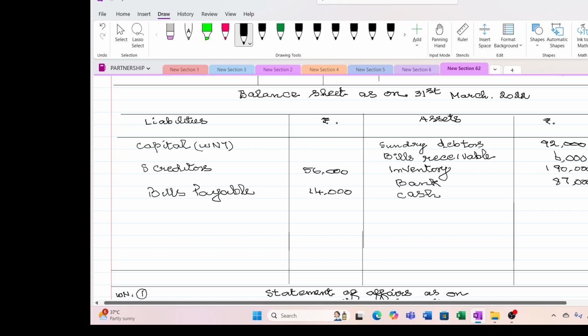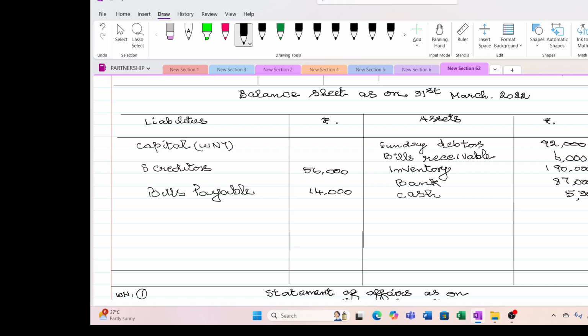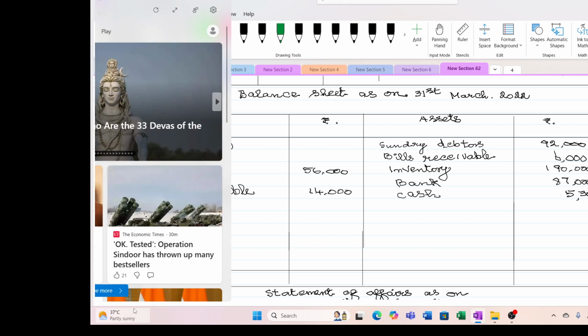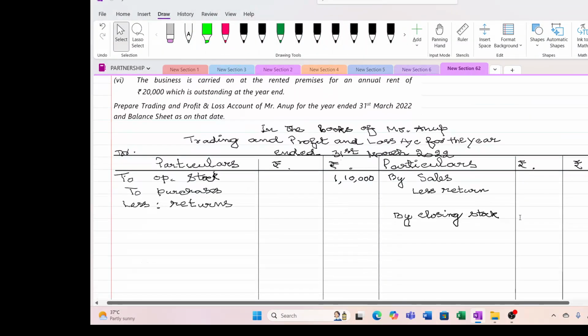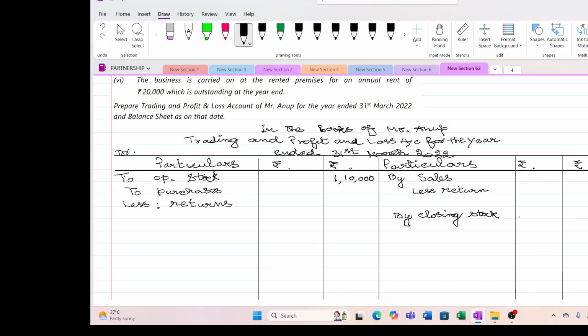Cash it is 5,300. Hope I have posted everything properly. Now coming to this inventory, we have to again post it in the trading account. This is 1,90,000. Okay, 1,90,000 has gone to your trading account.